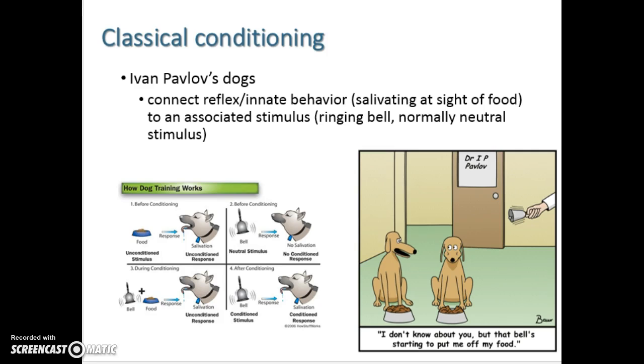And so what would happen is the behavior that was originally an innate behavior, which was salivating at the sight of food, became a learned behavior when the salivation would occur with just the ringing of a bell. So it's taking something that is innate, like salivating, and then associating a different stimulus, like a ringing bell, which normally would have been neutral, with that innate behavior. So that's classical conditioning.